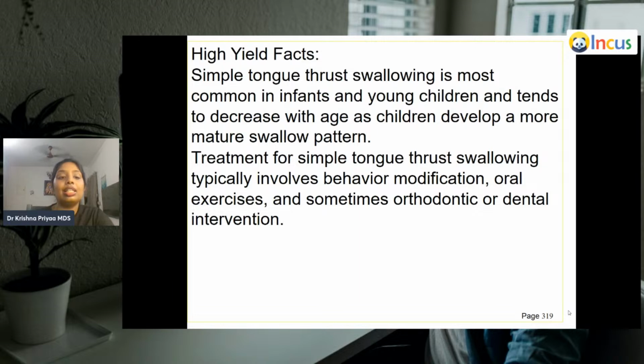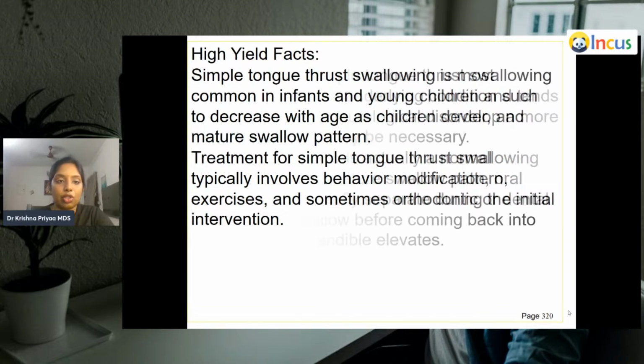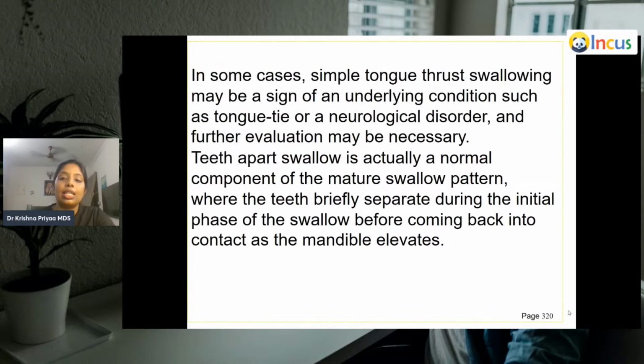in infants and young children and tends to decrease with age as children develop. Treatment involves behavior modification, oral exercises, and very rarely orthodontic intervention. In some cases, this may also be a sign of an underlying condition like a neurological problem or a tongue tie. The teeth apart swallow is usually a normal component of mature swallow pattern. So teeth apart swallow is good. It is associated with a mature adult swallow pattern.